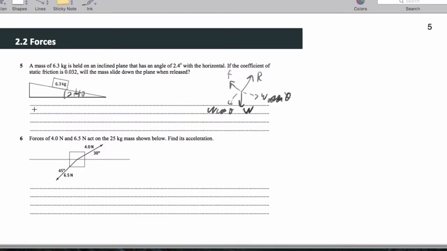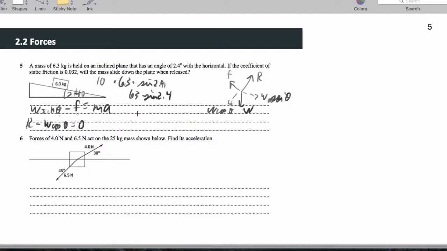So what we basically want to know is W sine theta minus the friction. This is the equation we want to set up. And then, of course, in the other direction, we have R minus W cos theta balances. Now, this is only going to move if this force here is bigger than the friction force here. So we have 6.3 times the sine of 2.4, and we need to multiply that by 10, so that's 63 times the sine of 2.4.